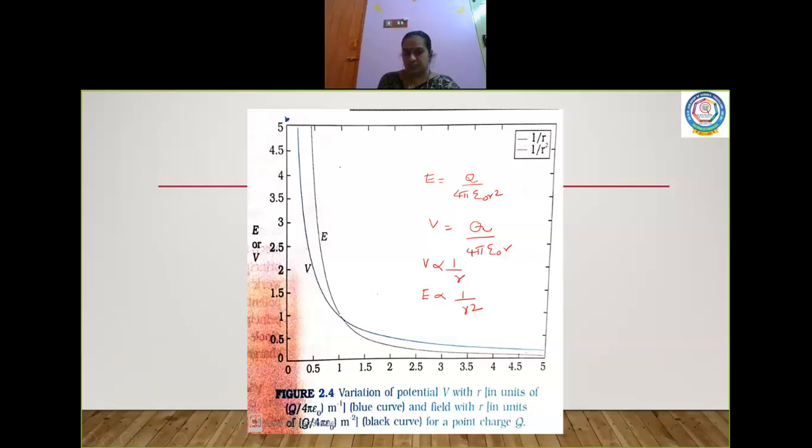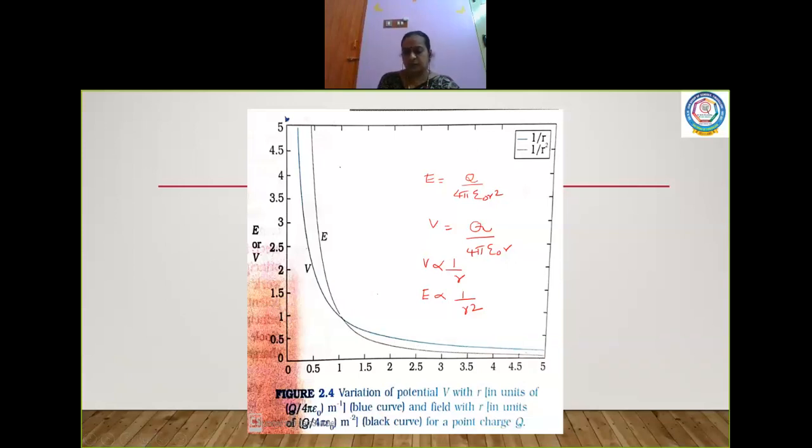So the potential is high at this point, distance is small. Now keep on looking at this curve. Here, as the distance is increasing, what about the potential? The potential is keeping on decreasing. Now at this point, the distance is high. What about the potential? It is low.